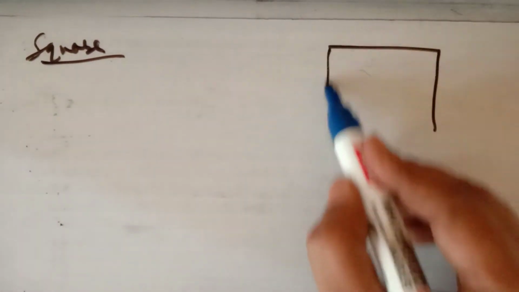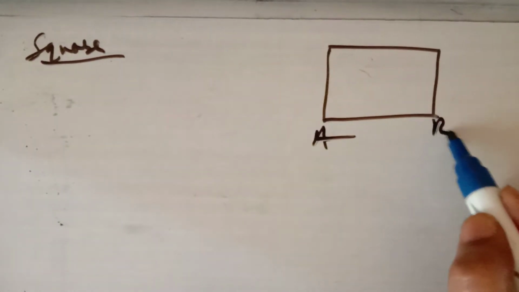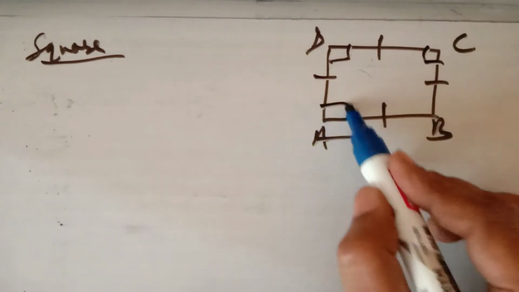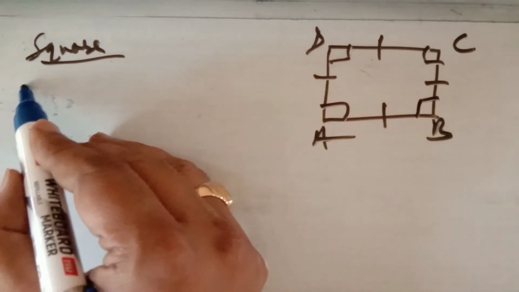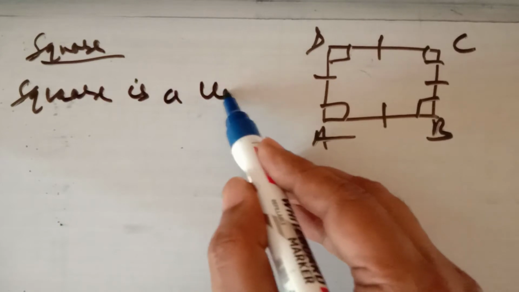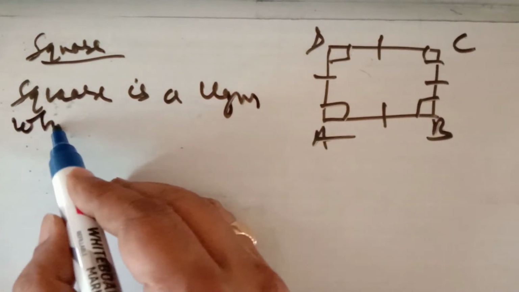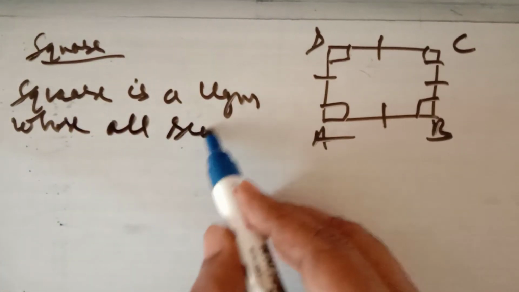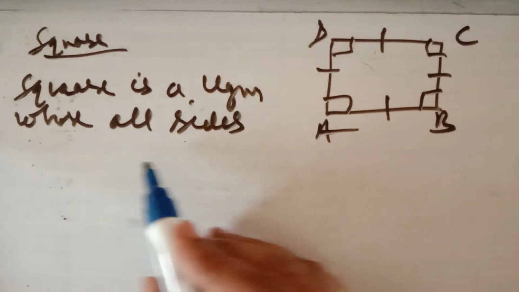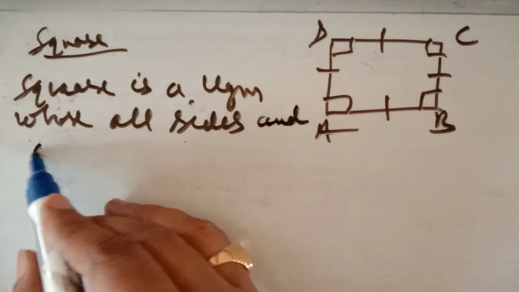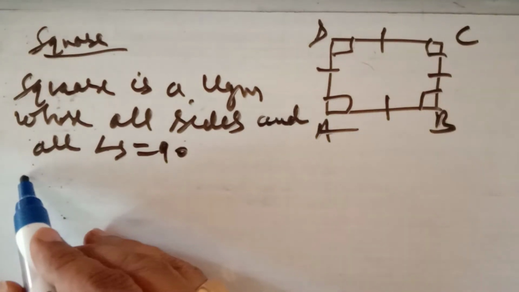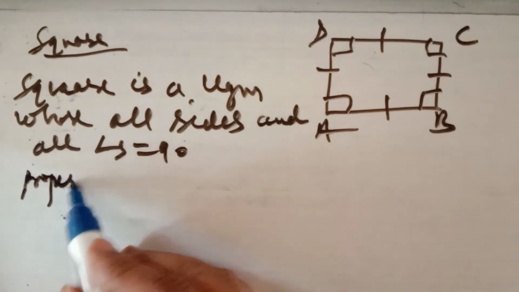A square is a parallelogram whose all sides are equal and vertex angles are 90 degrees. A square is a parallelogram whose all sides are equal, which is also the case in a rhombus, but in a square all angles are equal to 90 degrees. Now what are the properties of the square?